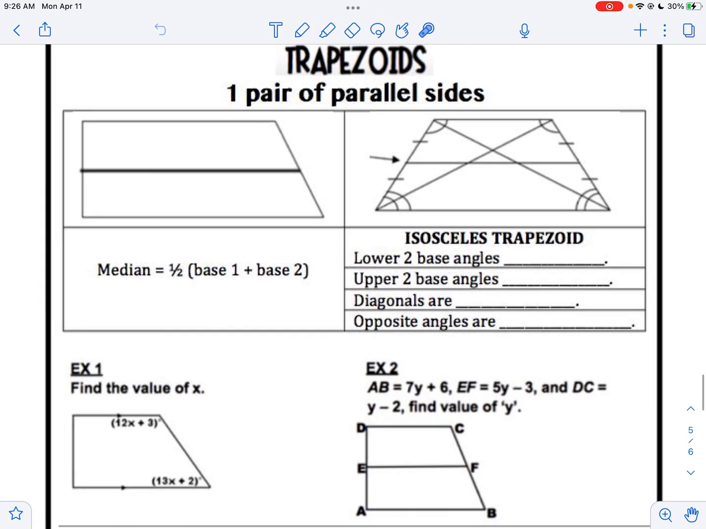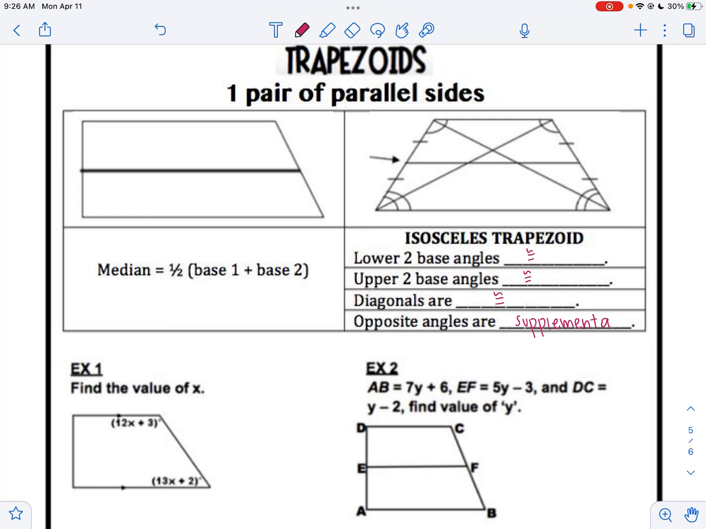If it's isosceles, that's a key thing to know. If it's isosceles, then remember that the lower two base angles are congruent, the upper two base angles are congruent, and the diagonals are congruent. And in a trapezoid, remember that when this was 50, that one over there was 130, and it switched. So the trapezoid works out that the opposite angles are supplementary.